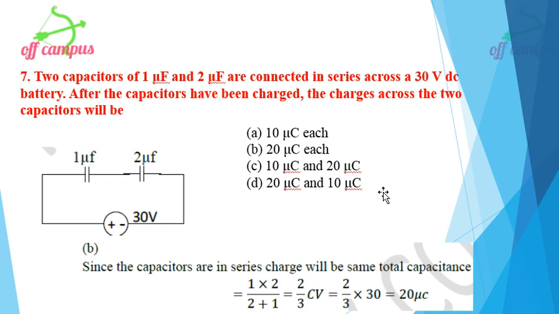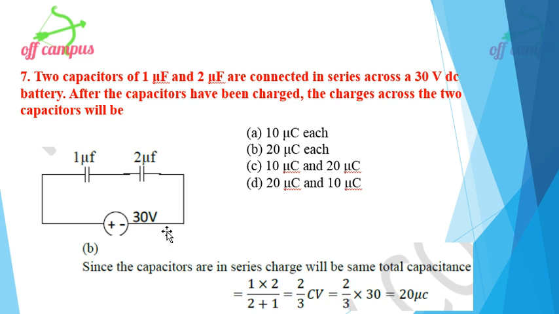For capacitors we should know the relation Q equal to CV. Most of the problems are based on this relation only, okay. Then question number 7: two capacitors, 1 microfarad and 2 microfarad, are connected in series across a 30 volt DC battery. After the capacitors have been charged, the charge across the two capacitors? So, we need to find out the two capacitor charges.